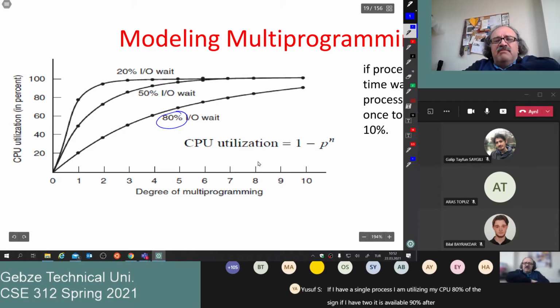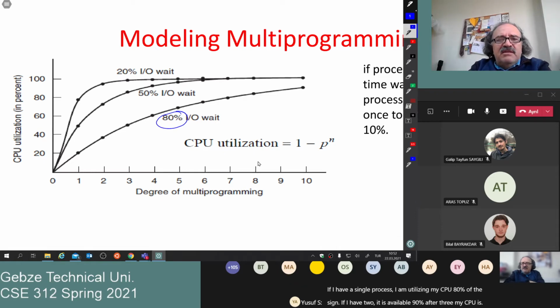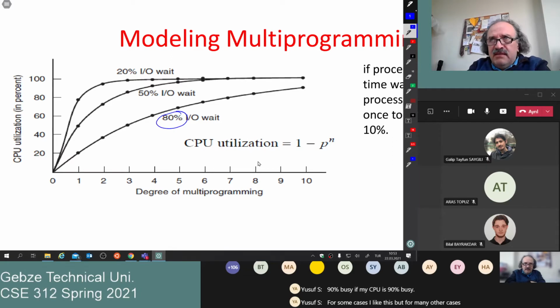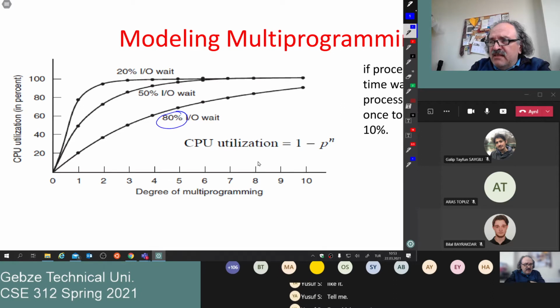After three, my CPU is very efficiently used. Efficient use of CPU is something good, but sometimes we don't like it much. If my CPU is 90% busy, for some cases I like this, but for many other cases I don't like it. Tell me for which cases I don't like a 90% busy CPU.